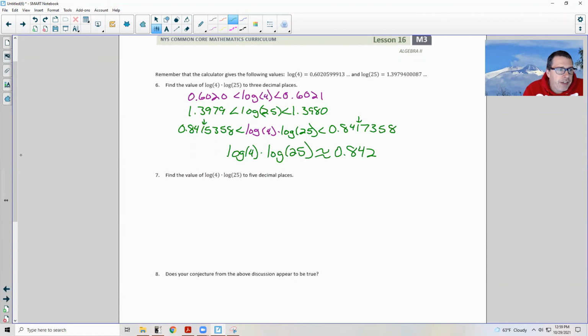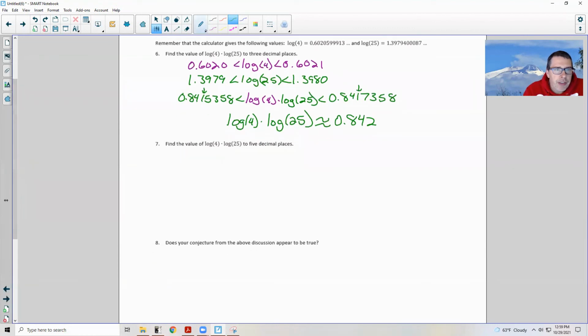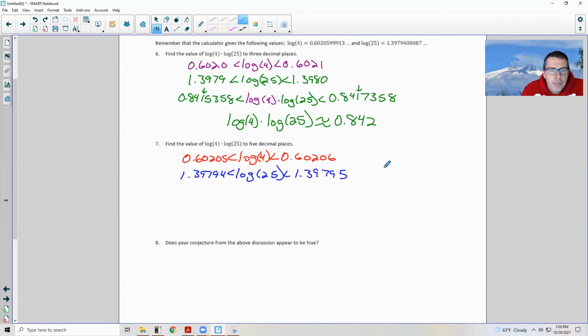Okay, now they say to find it to 5 decimal places. So let me just move up a little bit here, start again. Log of 4 is between 0.60205 and 0.60206. And the log of 25 is going to be in between 1.39794 and 1.39795. Okay, so then we multiply these.